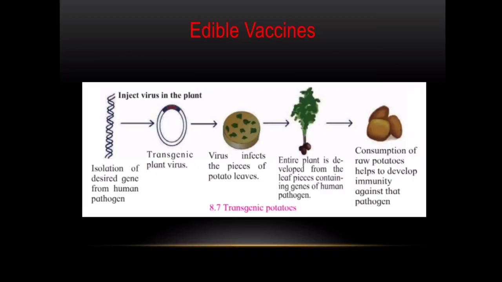Edible vaccines. Work on production of edible vaccines is in progress, and presently potatoes are being produced with the help of biotechnology. These potatoes are called transgenic potatoes. These potatoes will act against bacteria like Vibrio cholerae, Escherichia coli. Consumption of these raw potatoes generates the immunity against cholera and the disease caused due to E. coli.